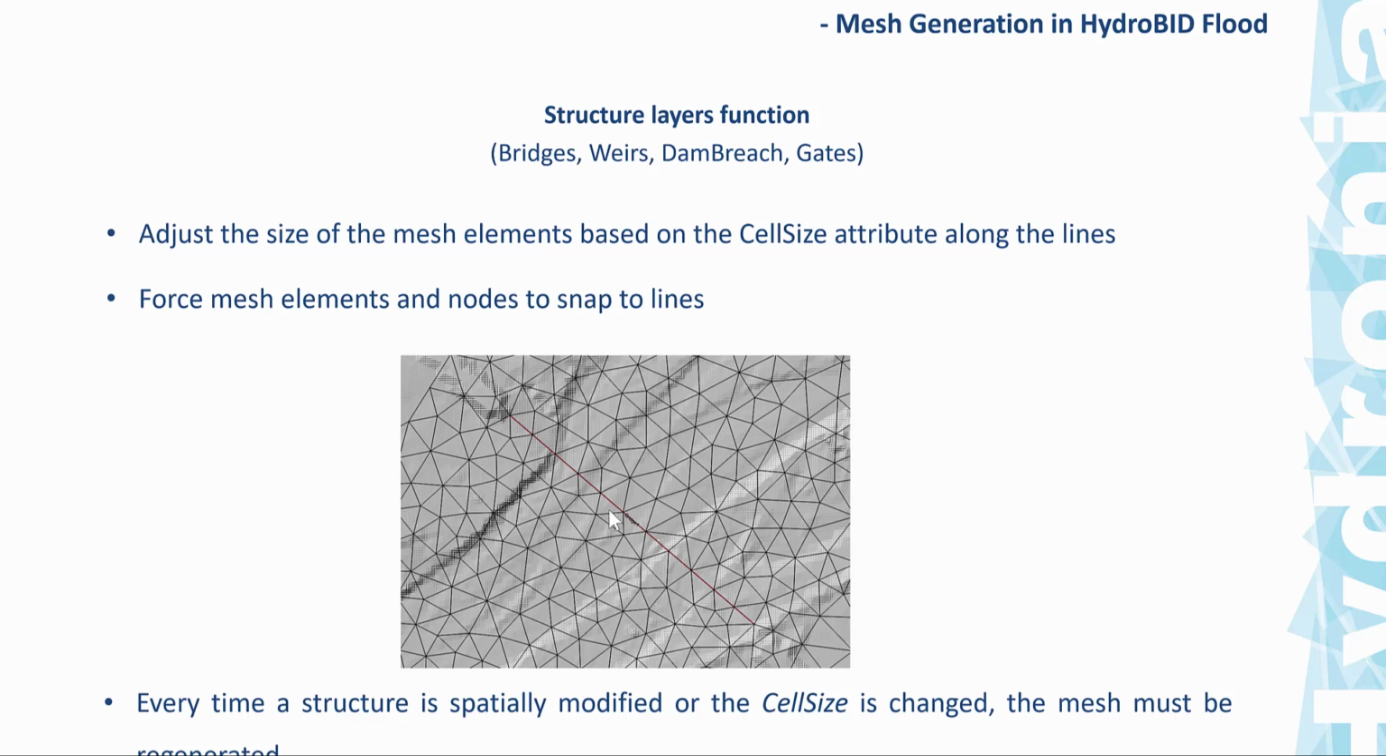Something important to keep in mind is that whenever you create either a mesh break line or any of the polylines that define either bridges, weirs, dam bridges, or gates, you need to regenerate the mesh, because since they modify the mesh alignment, it is important to ensure that the structure that you define along this line has cells at each side and they are not overlapping the line. That is very important, because otherwise the formulation that is used to account for the effect of bridges, weirs, dam bridges, and gates will not work properly in the model.